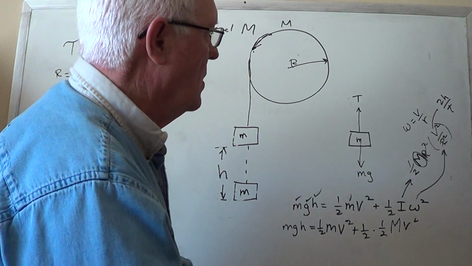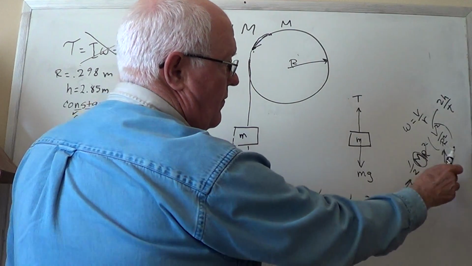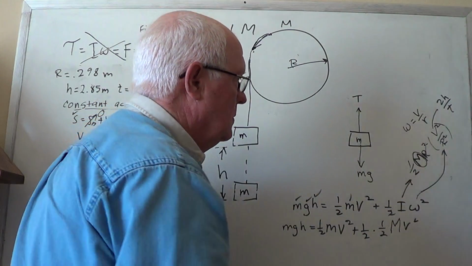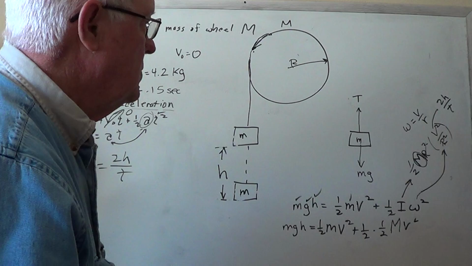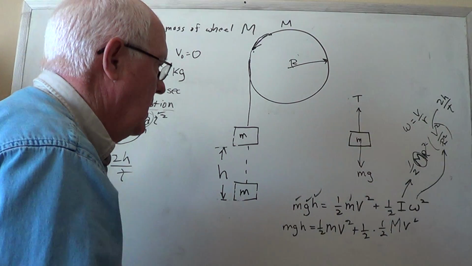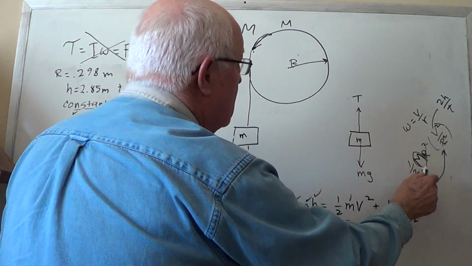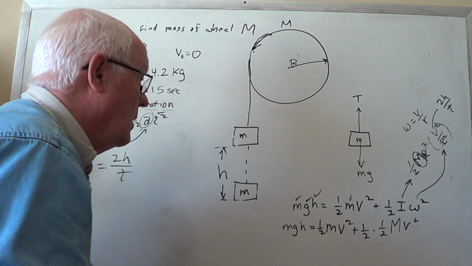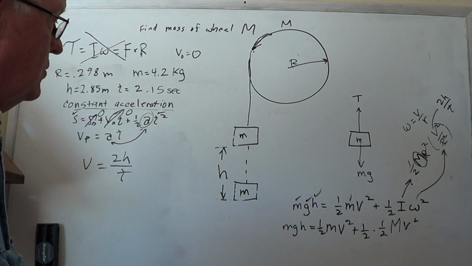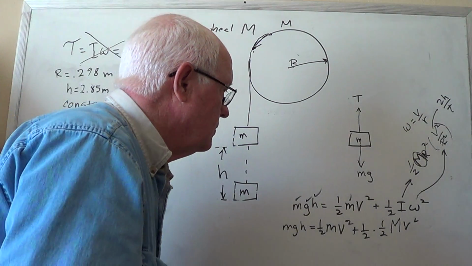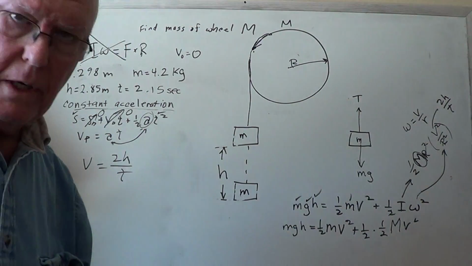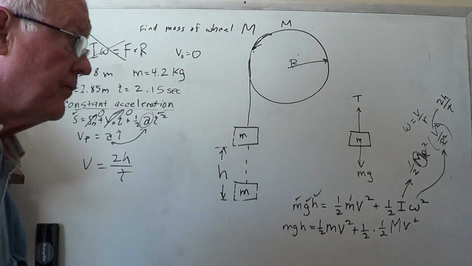All right, once that plugs in, the R's cancel out. So the only thing you don't know at this point is big M, the mass of the rotor. So that's what we're able to plug into the equation. You've got one unknown, and I'll let you do the math on that.